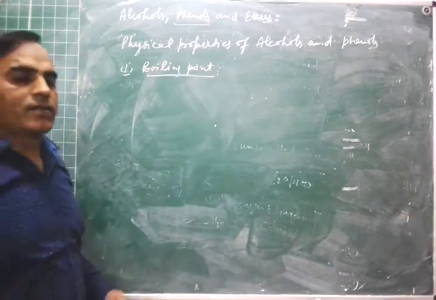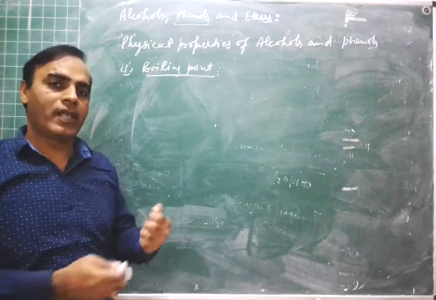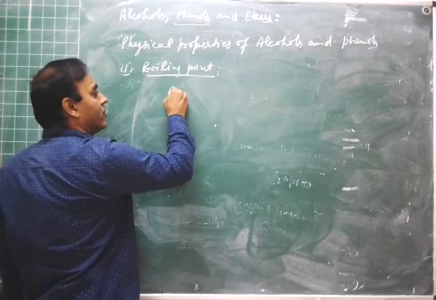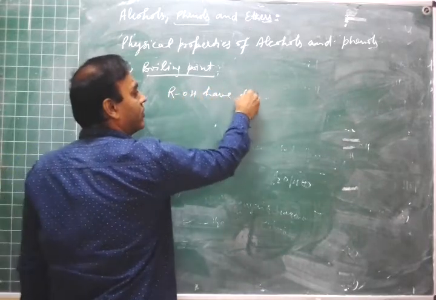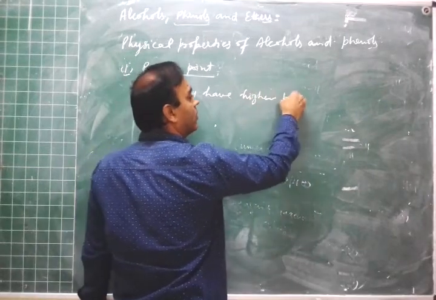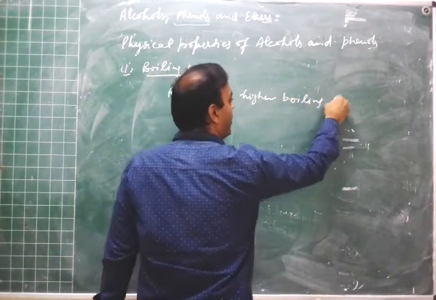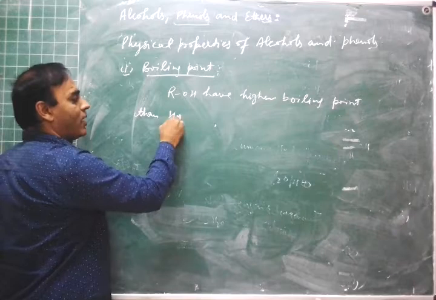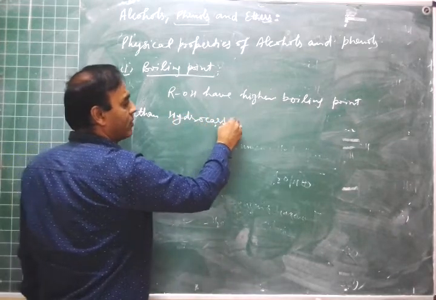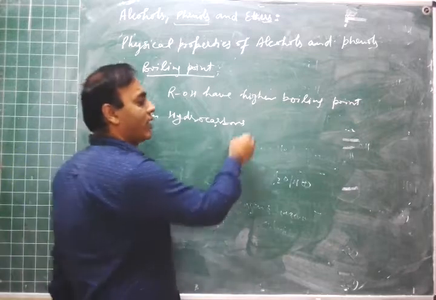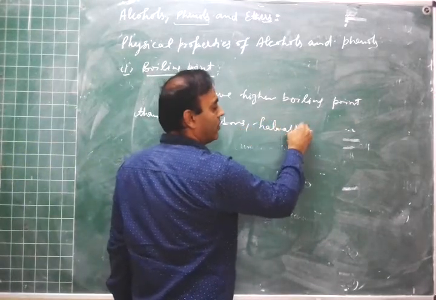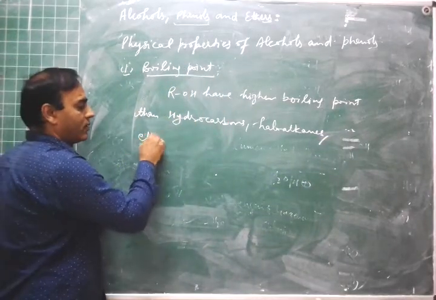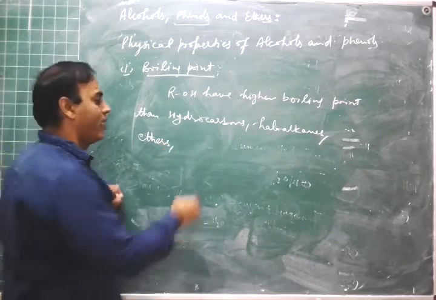Now alcohols and phenols, because they can form hydrogen bonds between their molecules, have higher boiling point. Alcohols and phenols have higher boiling point than hydrocarbons. Hydrocarbon is alkane, alkene, alkynes, right? Haloalkanes, ethers, aldehyde and ketones.